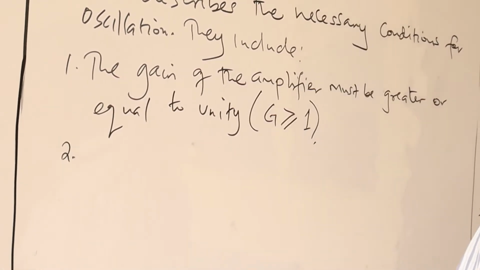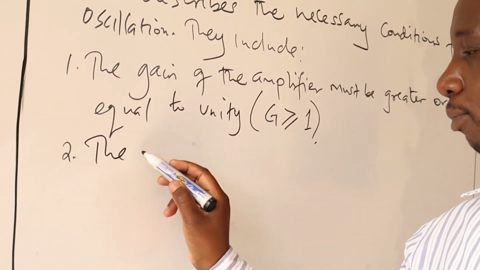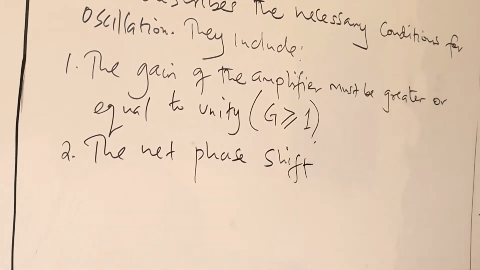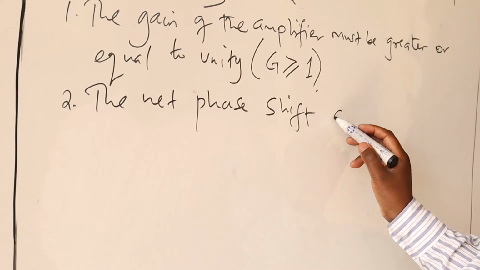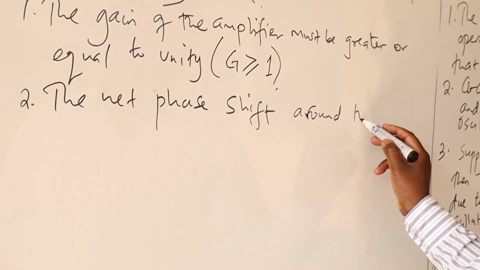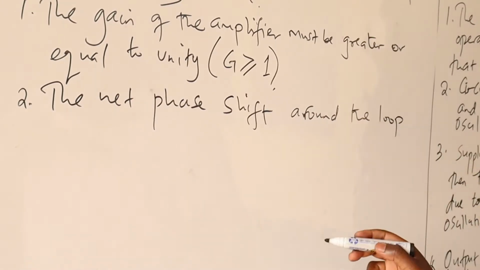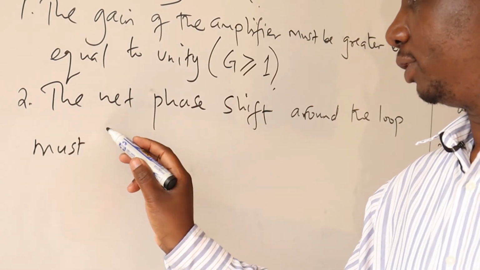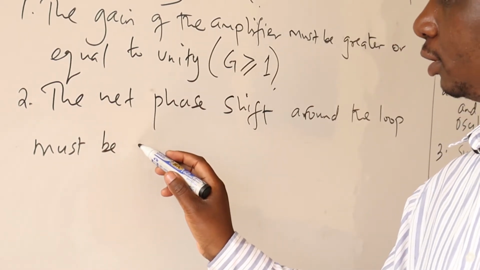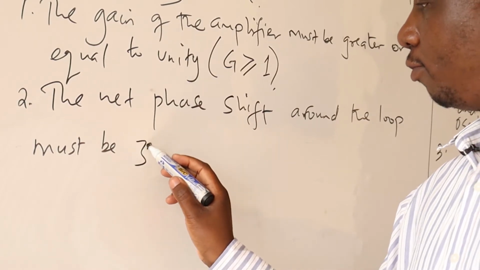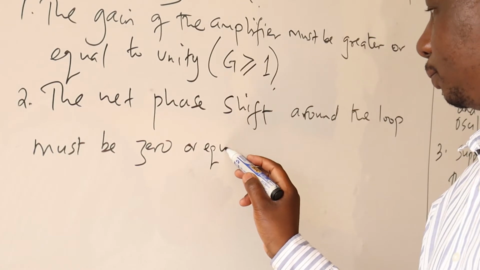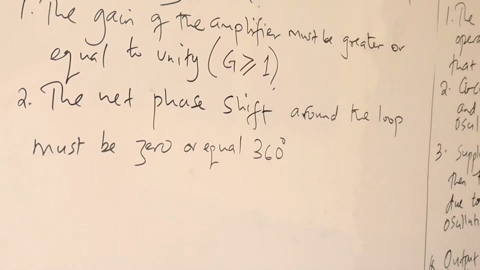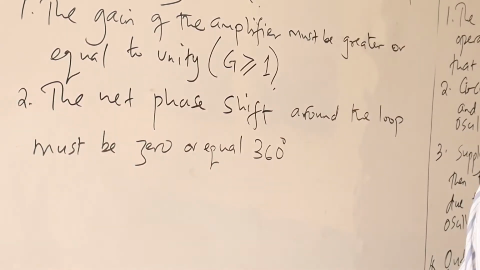Number two, the net phase shift around the loop must be zero or equal to 360 degrees. So from here we shall go through the types of oscillators.